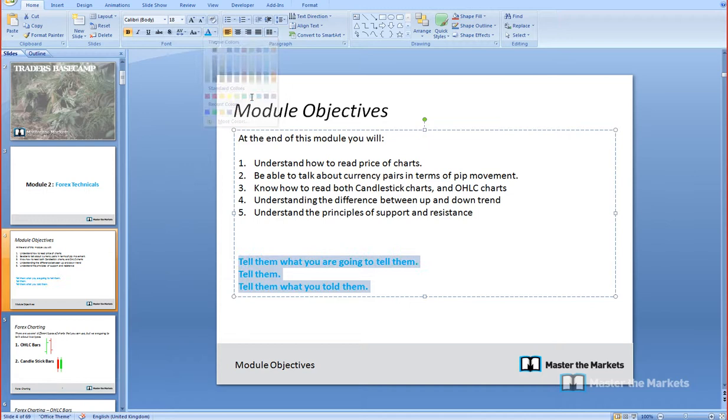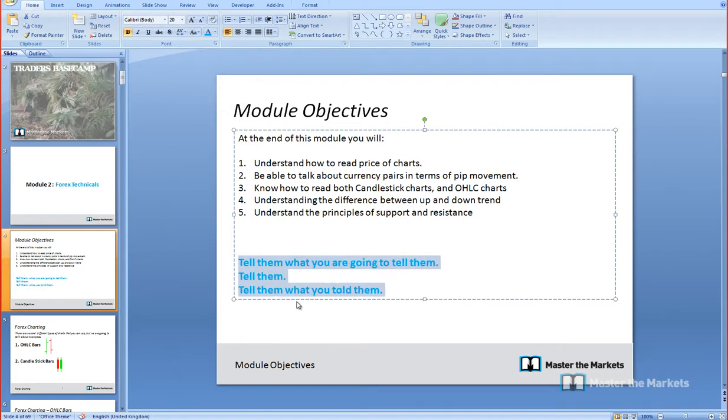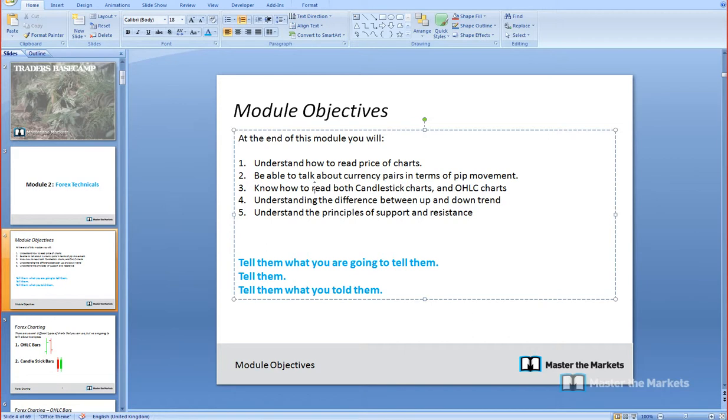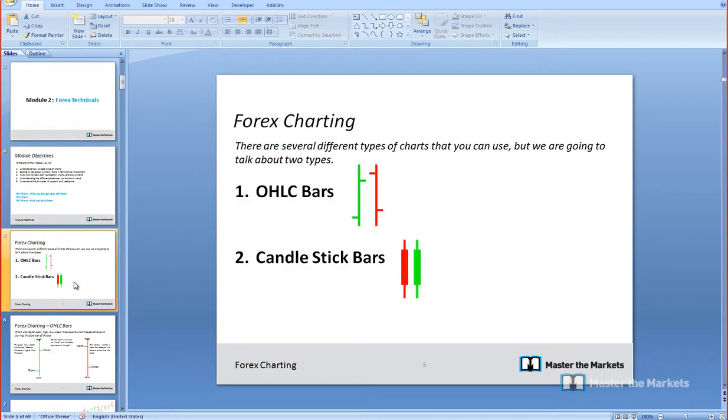Just put all the comments in blue so that you guys can follow. Okay, so that's what we're doing here. You can see at the end of this module, which is Module 2, they will understand how to read price charts, talk about currency pairs, know how to read candlestick charts, the difference between uptrend and downtrend, and understand the principles of support and resistance. Okay, let's go through it then.